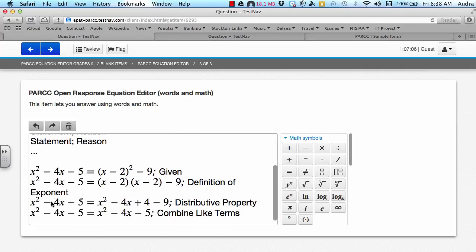And then you can go through and explain the steps. Here's the original given statement. And then squaring means to multiply something by itself. That's the definition of an exponent. And then if you use the distributive property and multiply them, you would get this expression. And then if you combine your like terms, you show that they are clearly equal. And that proved that the two equations were equivalent to one another, which was the goal of that question.